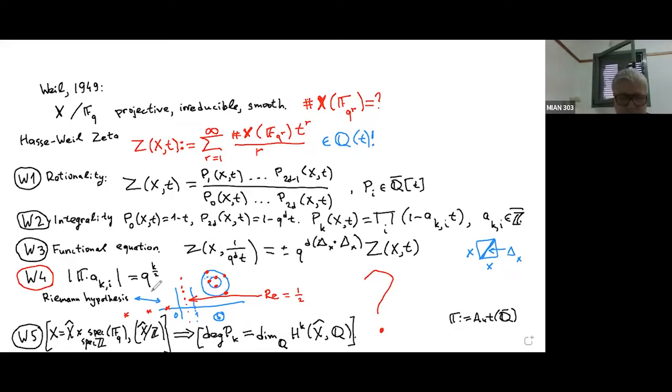Finally proved, this one, by Deligne much later, after several decades, and having developed a very deep and important machine, not only for this conjecture, but for the whole mathematics.